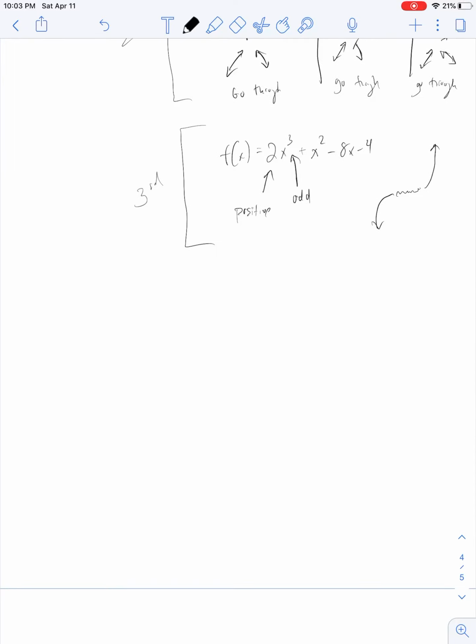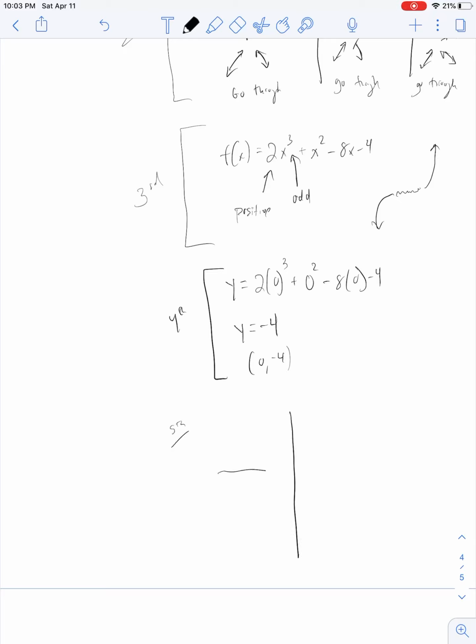Third step. So now we do y equals 2 times 0 to the third plus 0 squared minus 8 times 0 minus 4. This gives us negative 4. So this is 0, negative 4. Fourth step.